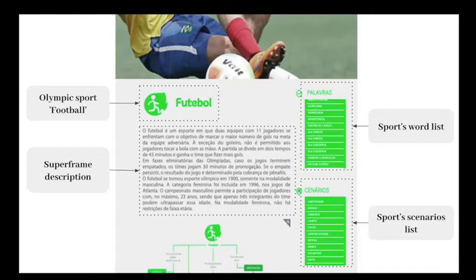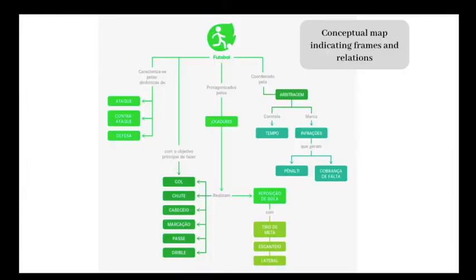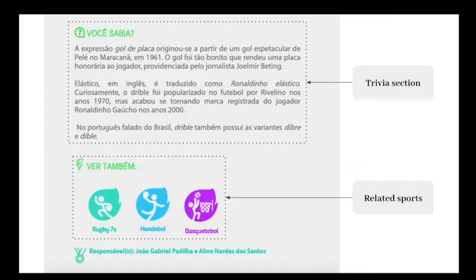Taking a closer look into the superframe page, we see a general description of the sport. On the left, we see the word and scenarios lists of the sport. As we scroll, we can see a conceptual map indicating the frames of the sport and the relations between them. The map offers hyperlinks to the frame level. At the bottom of the sport page, we can see a trivia section followed by hyperlinks to related sports.